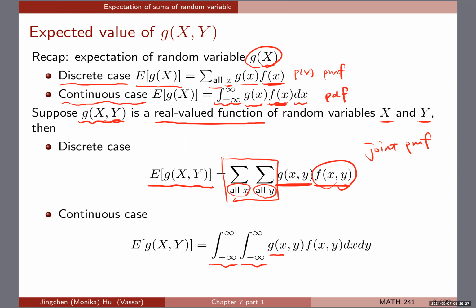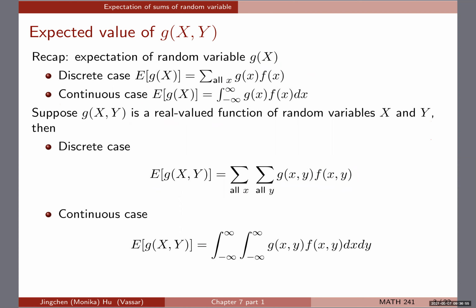Here g(X,Y) is the function that we're evaluating, and this is the joint PDF. Then for the double integral, you do dx dy, or maybe whichever is easier, you do dy dx. So try to figure out the way that works best for the scenario.